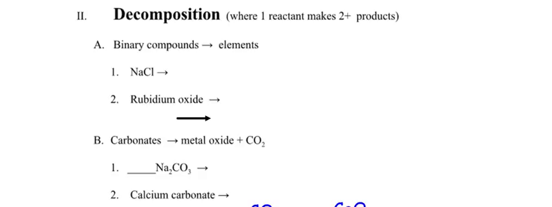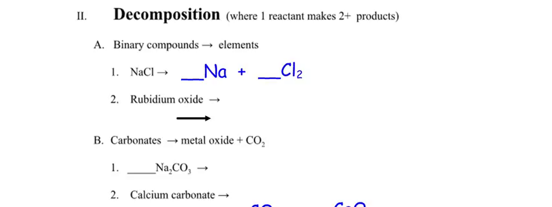So decomposition, we'll start over again, is where one reactant makes two or maybe more products. This is where you just recognize you have one reactant, so that will help you. Binary compounds break down into their individual elements. So as we recognize NaCl, if you add, say, electricity to it, you're going to break it down into its elements. So what are the two elements of sodium chloride? Well, one of them is sodium, but what do you know about the other one? It's chlorine. What is special about chlorine? If you said it's a diatomic, you are correct.